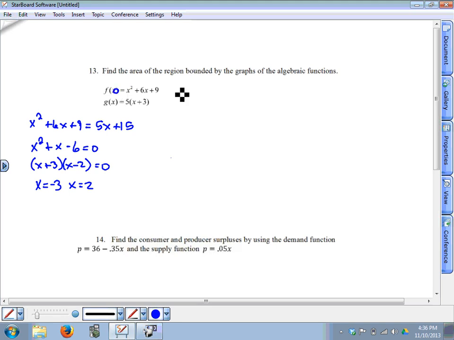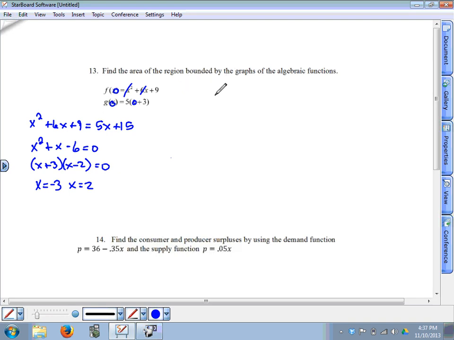So if you find f of 0, then those two disappear. F of 0 then is equal to 9. If you try to find g of 0, then 0 plus 3 is 3. 5 times 3 is 15. So g of 0 is equal to 15. So between the two bounds of integration, you test a point of 0, and that proves that the g function has the higher value, so it's above.